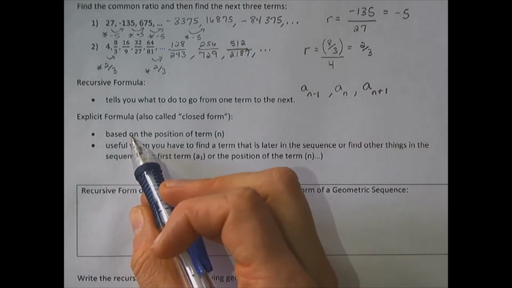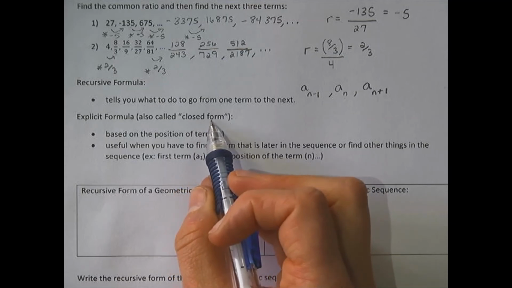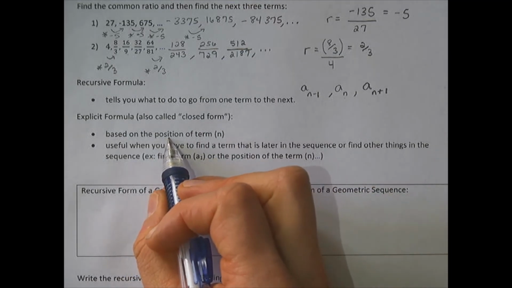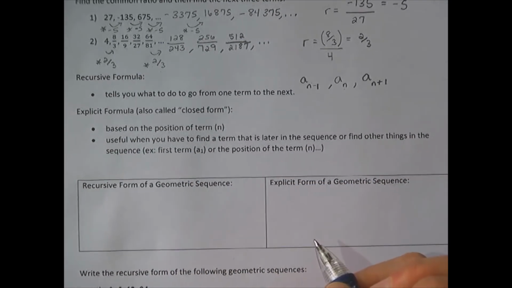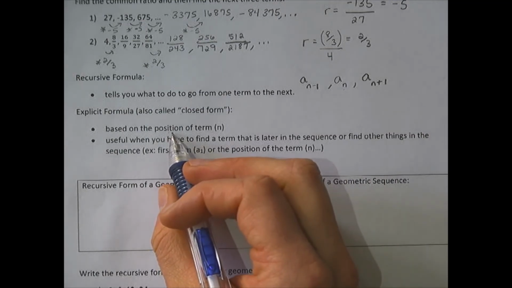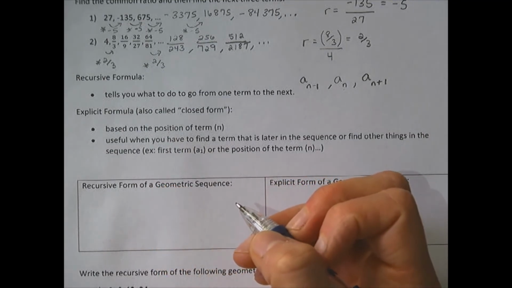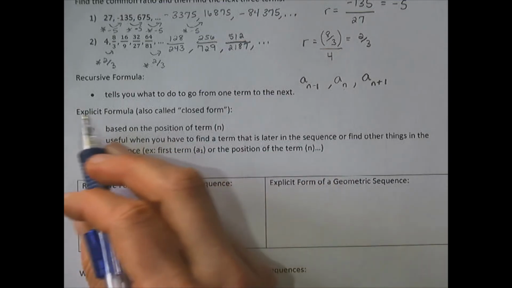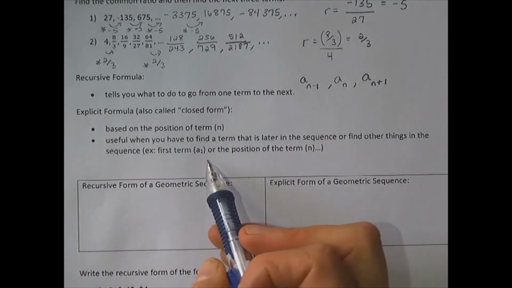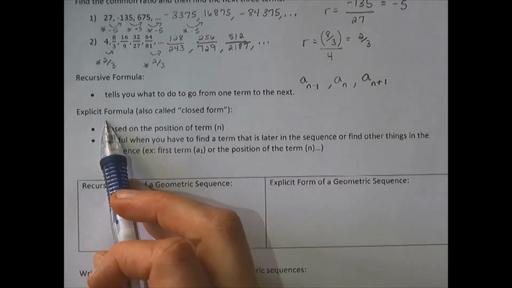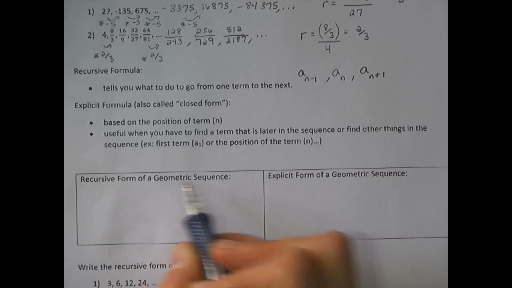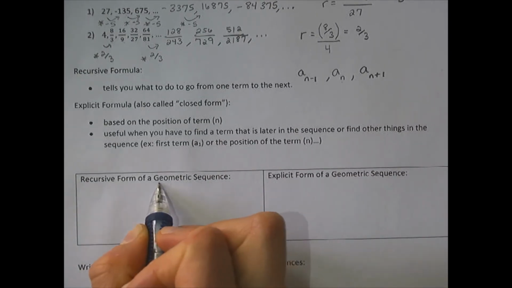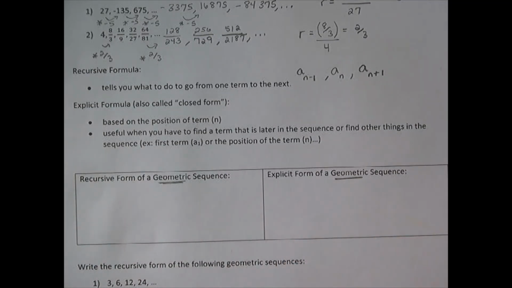Okay, with the explicit formula, also called closed form, because it's based on the position of the term, remember, these will help you find terms that are a little later in your sequence. All they have to say is find the 60th term, and you'll be able to find it very easily with this formula, okay? And so this formula is actually used a whole lot when it comes to some of the harder problems, all right? So because a geometric sequence is different than an arithmetic one, it's going to have different formulas when it comes to the recursive and the explicit form, all right?